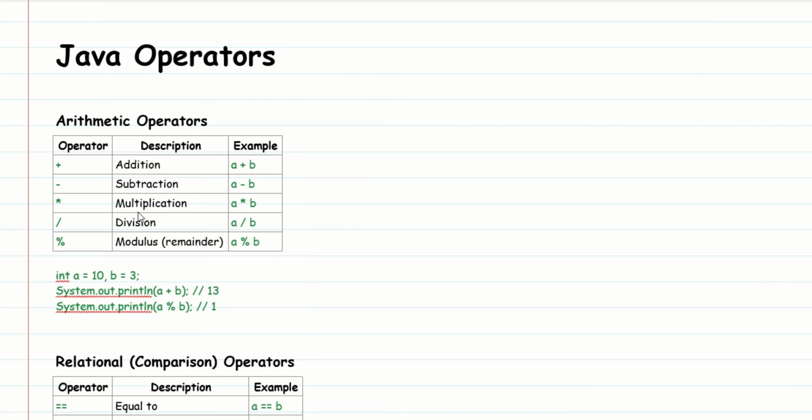So addition of two integers or two values, that is 10 and 3, will be 13, and modulus of 10 and 3 will be 1. That is the remainder of 10 divided by 3, which will be 1.